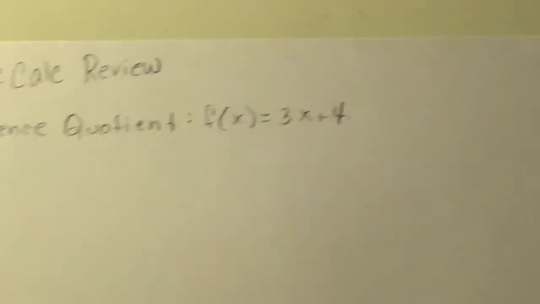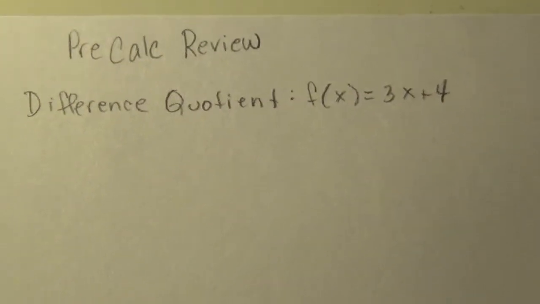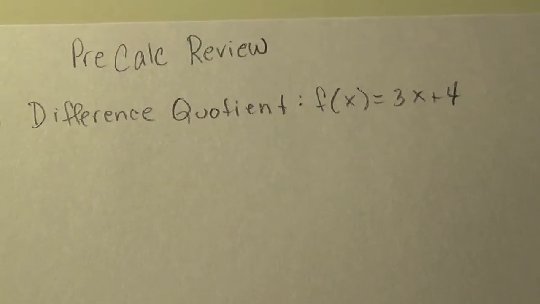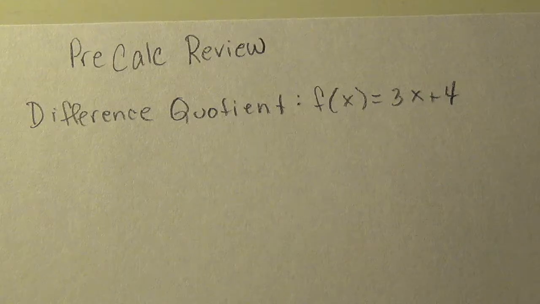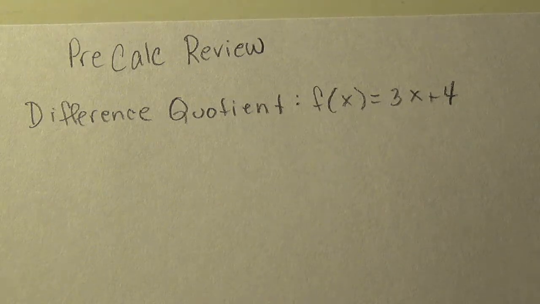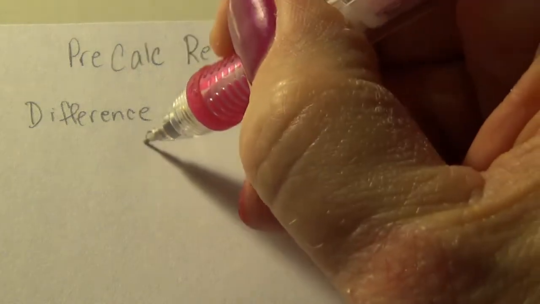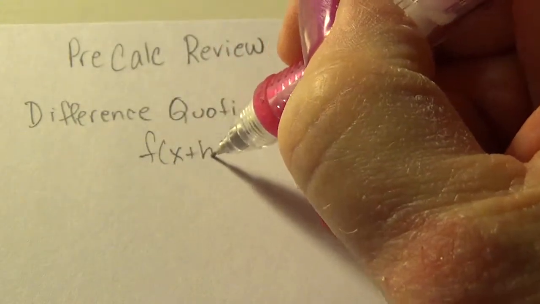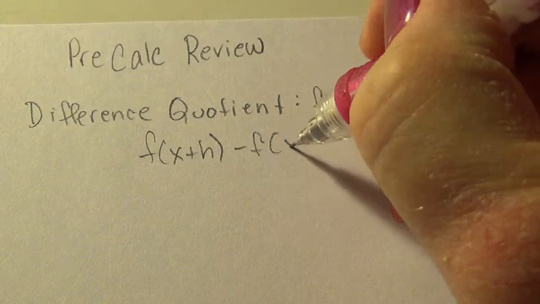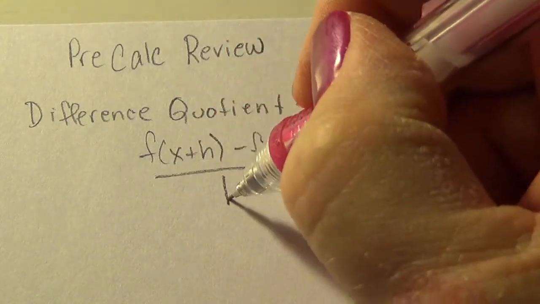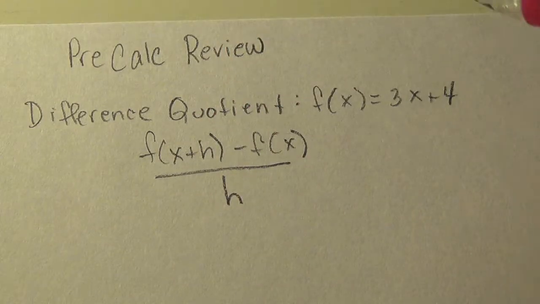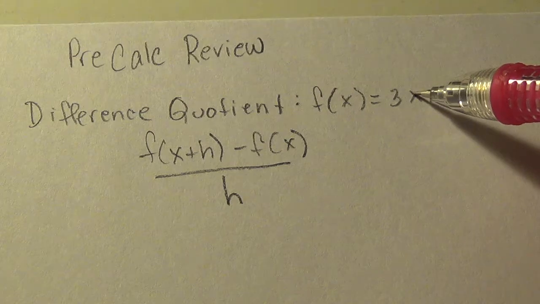So we're watching this after Tuesday's class, and it is more PreCalc review, and we are going to be asked to find the difference quotient. So the difference quotient has to be known, and it is f of x plus h minus f of x, divided by h. And we're going to apply that to this function.